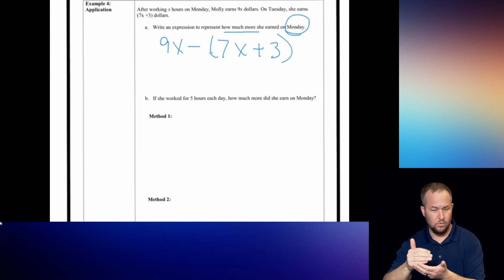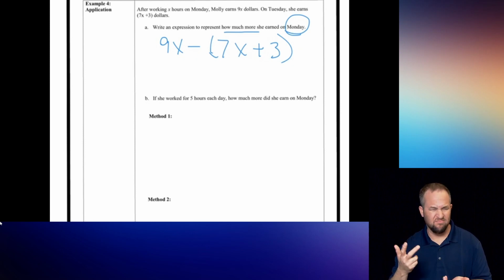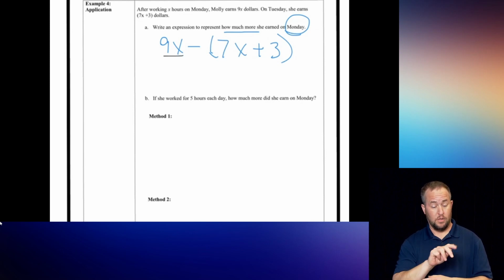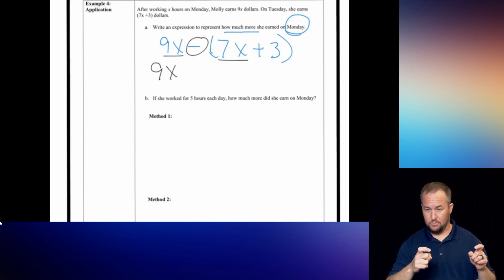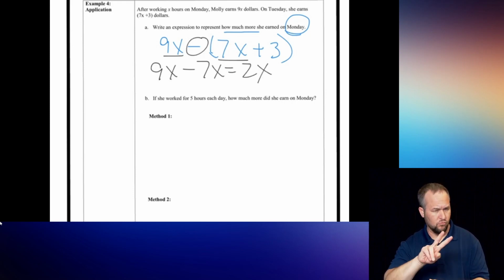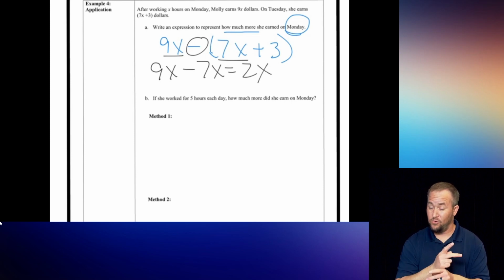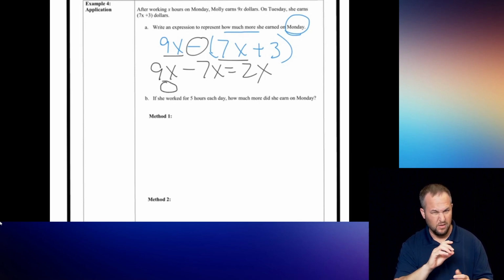If I didn't write them, it would look like 9x minus 7x, then add the $3 bonus. So be careful with that. If I'm looking at my terms, I see a 9x and a 7x that are being subtracted, so I have 2 x's. Be very careful. How many constants do you have in the first expression? None. But that doesn't mean don't write anything. That means you have to write a 0.